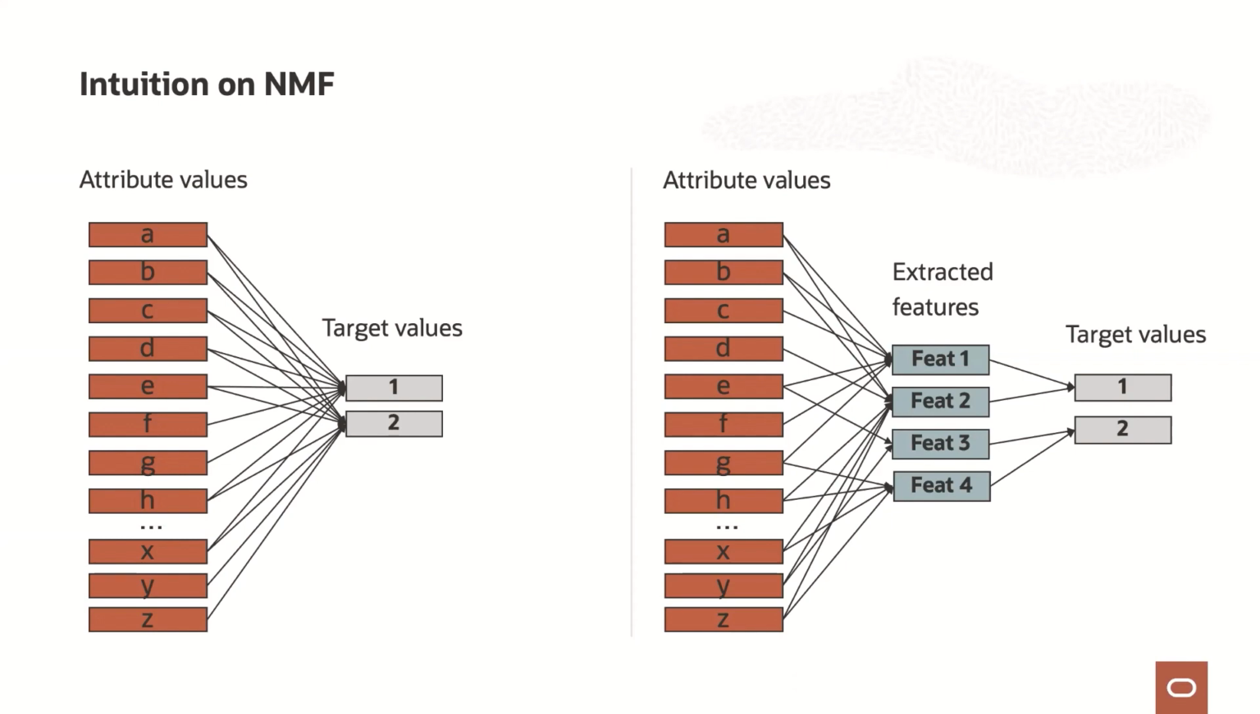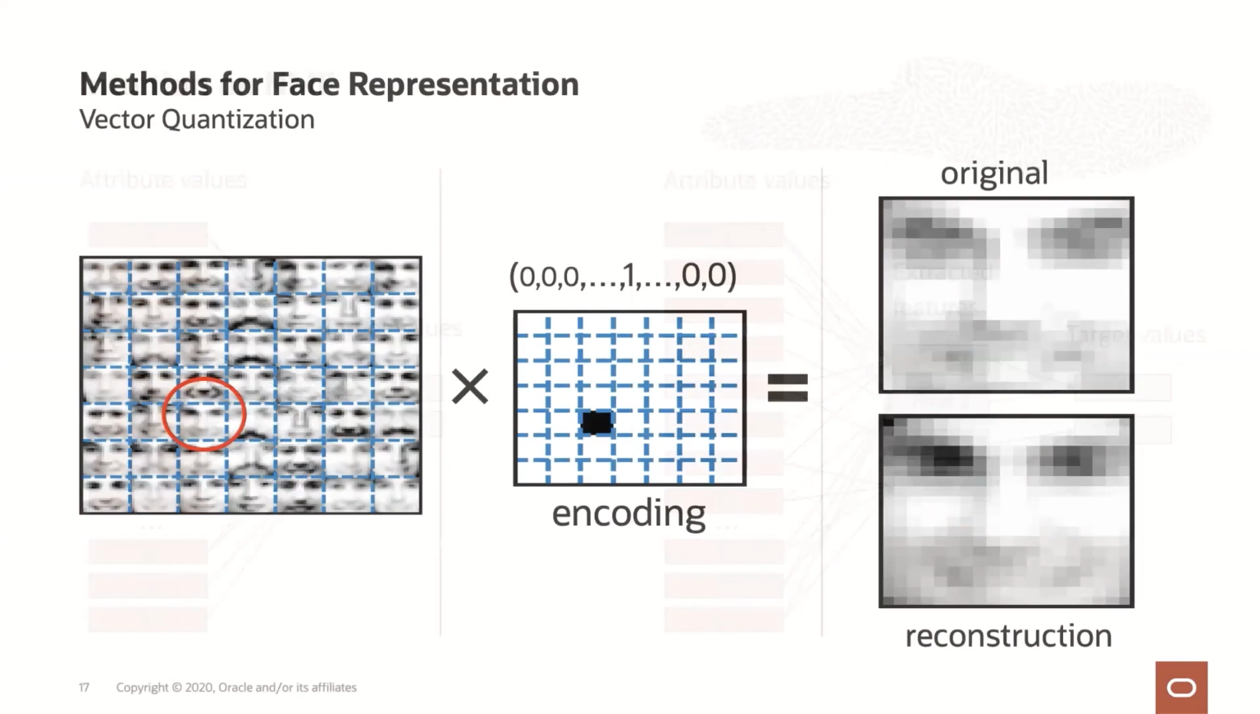So one interesting use is actually face representation. If you think about image representation, there are some methods for face representation. One of these methods, for example, vector quantization, basically chooses one. It picks the most generic one that it can find, and that's the idea that it does.